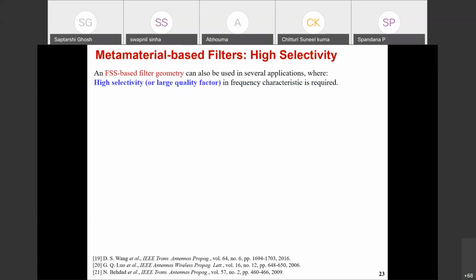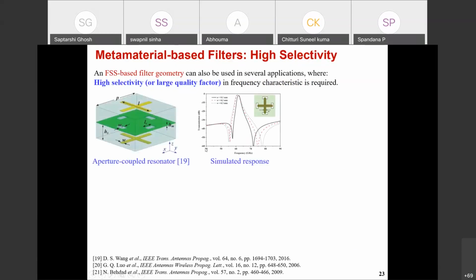Particularly in many cases we need that where the selectivity is highly required. We need a very small bandwidth, where particularly only 100 megahertz is required to be passed, or maybe required to be reflected back. So for those cases also filters can be used. As for example, we can go for different techniques.